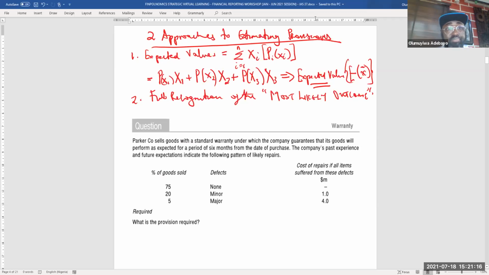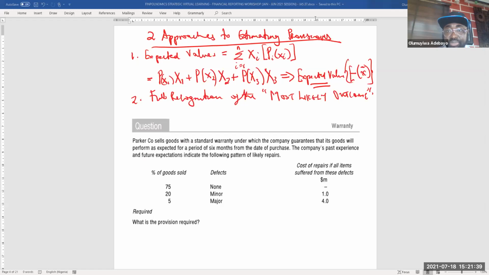Any other person? I agree with him. It's the expected values method that we use because of the past experience that we've had, and it's also probable that there are future indications of what the likely outcome will be. So we use expected value.